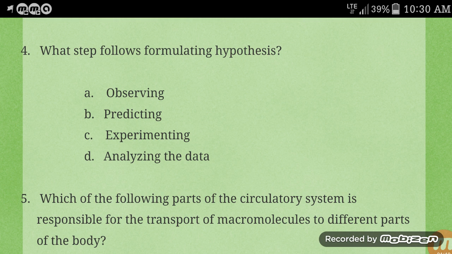What step follows formulating a hypothesis? It is, of course, experimenting, because you're going to prove if your hypotheses are true or not.